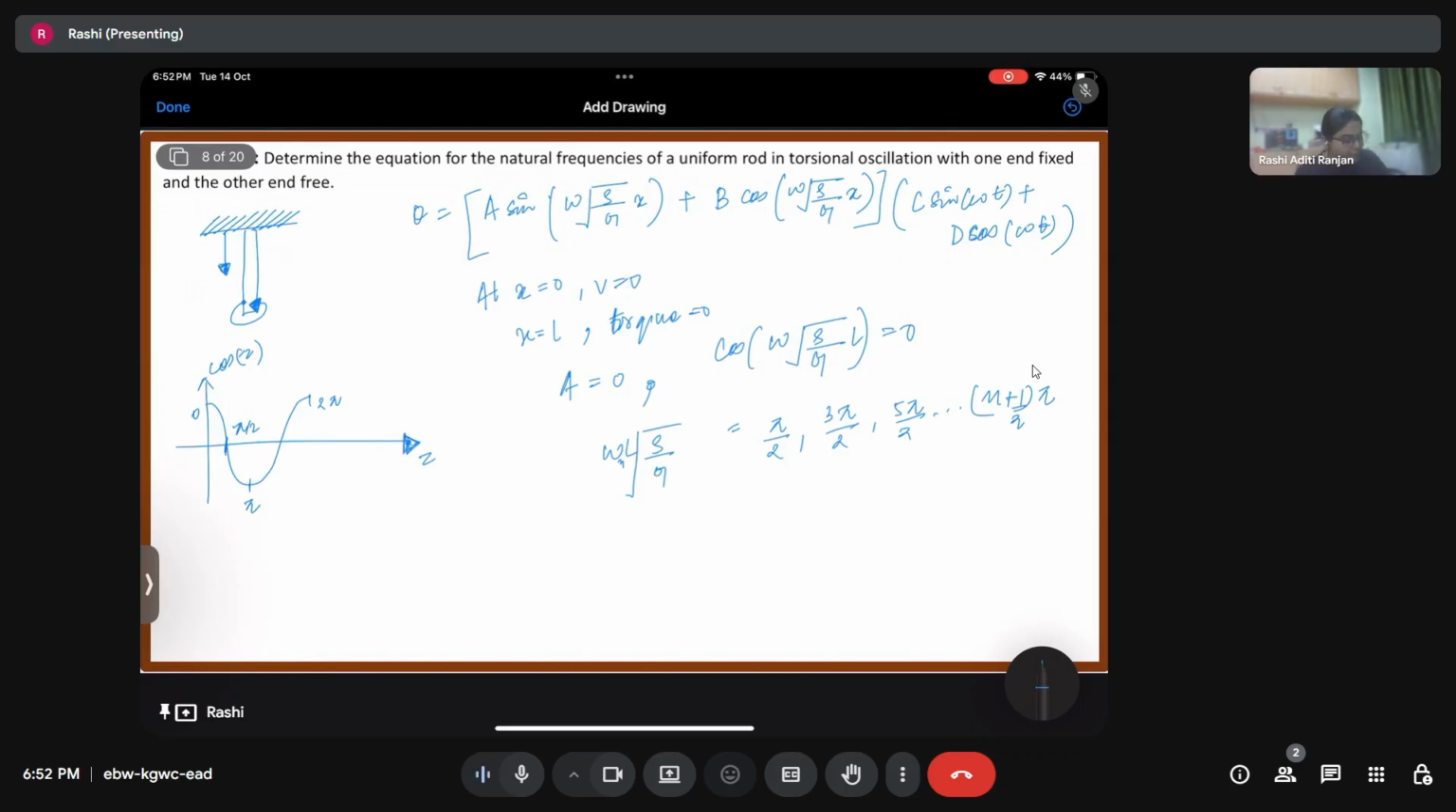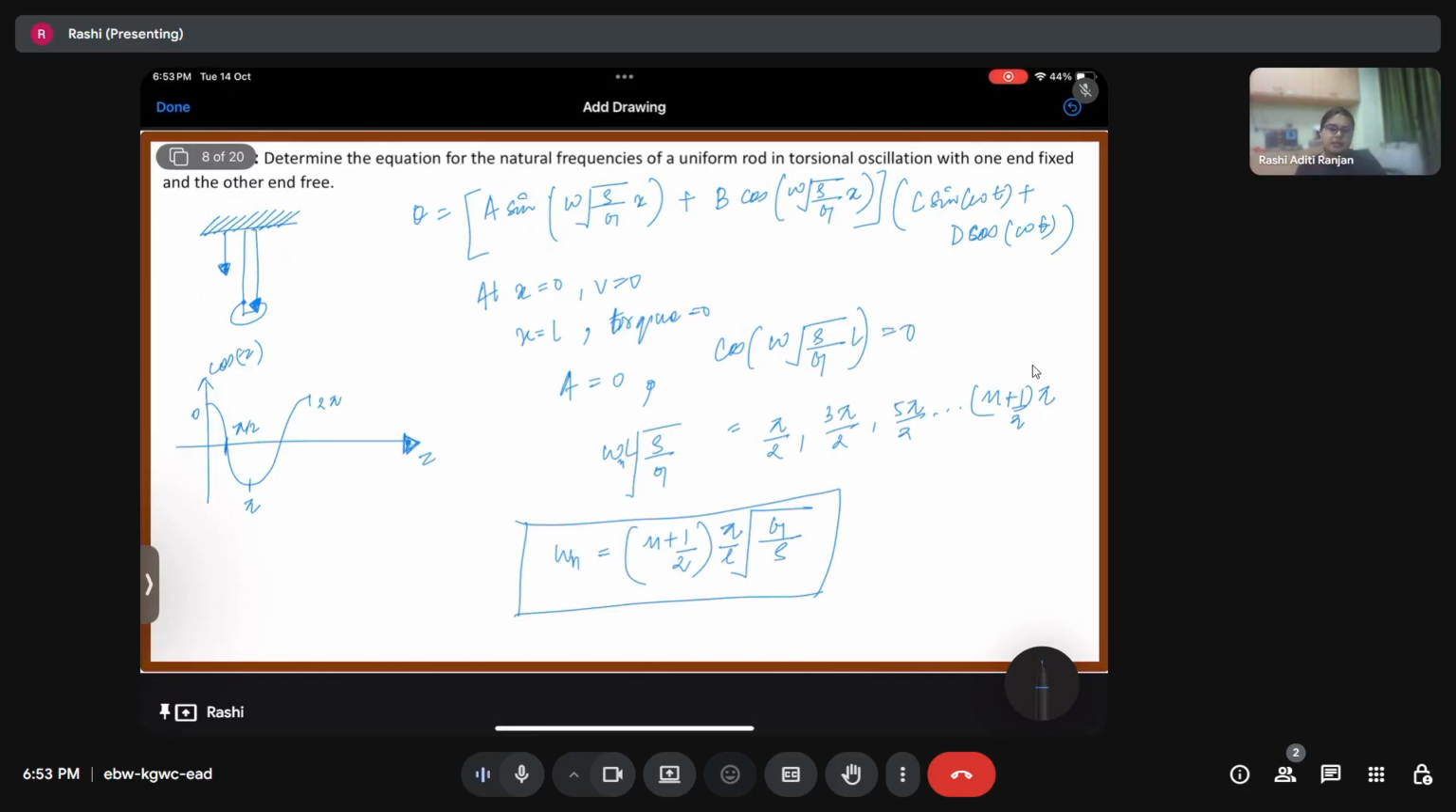So this is going to give us the expression: omega n will be equal to n plus 1 by 2 into pi under root of g by rho by L. This is going to be the expression for natural frequency omega n. I hope this is clear. Okay, so this is how we get it.